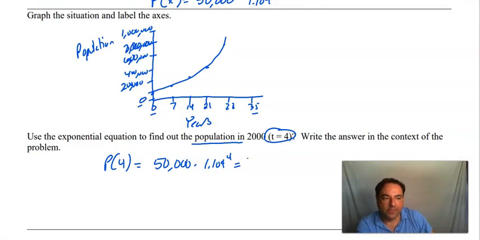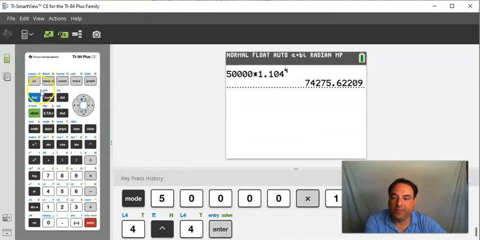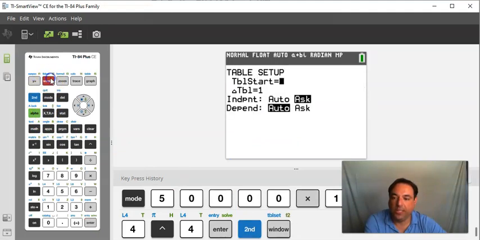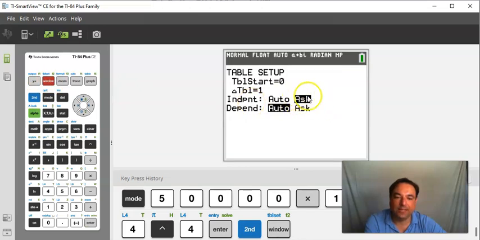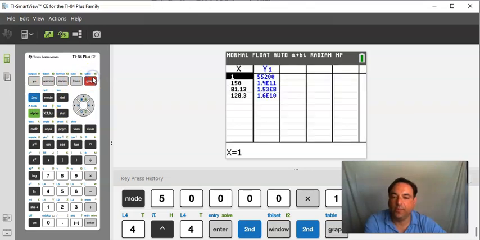So 74,276 would be the population. We'll write the sentence in the middle. Or we can also use the table feature. So remember, your table needs to be set up. If you hit second window, make sure independent is Ask is highlighted, press enter on Ask, and dependent is Auto, press enter on Auto. Then go to the graph, second graph for the table.